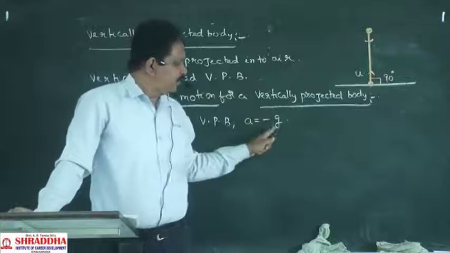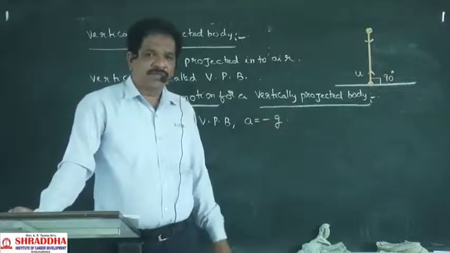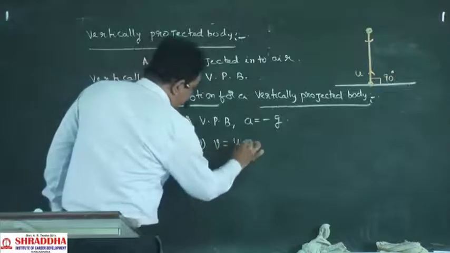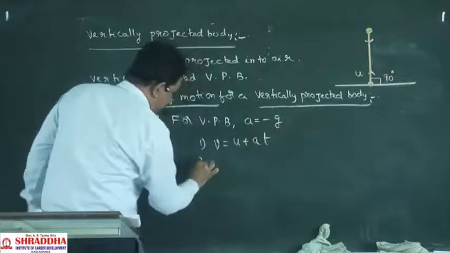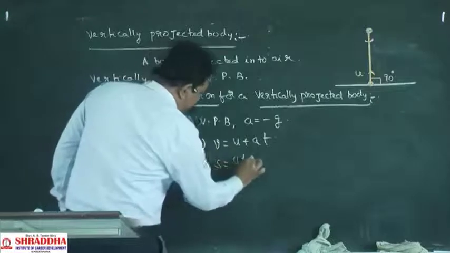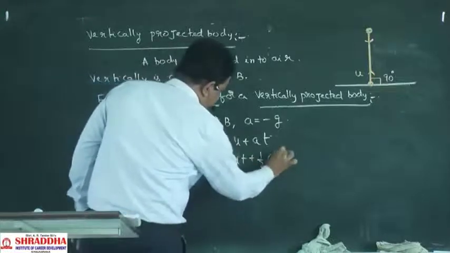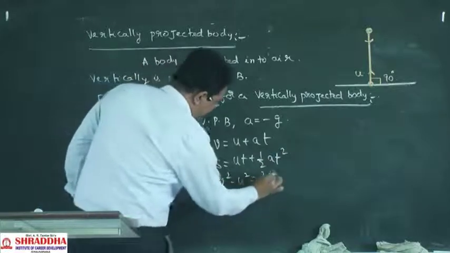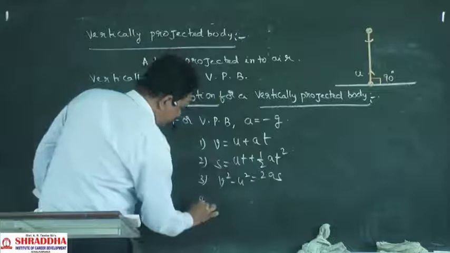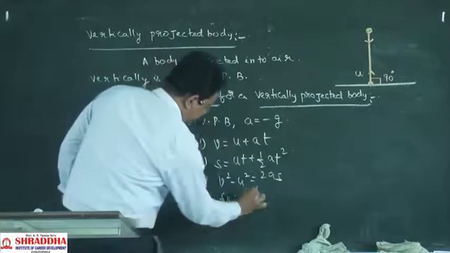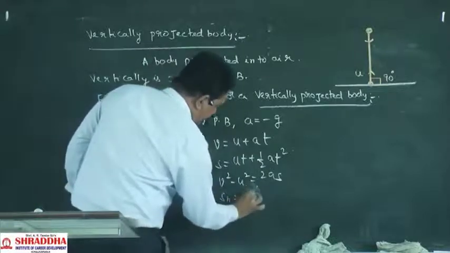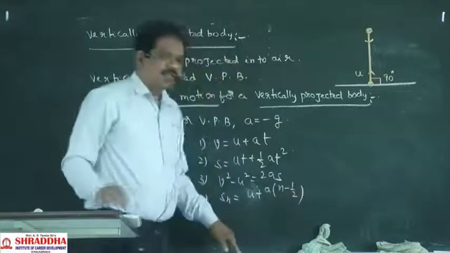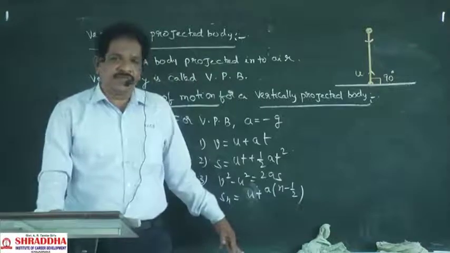If we substitute only this in the formulas, what are the equations of motion? v is equal to u plus at. s is equal to ut plus half at square. v square minus u square is equal to 2as. Sn is equal to u plus a into n minus half. These are the equations of motion.